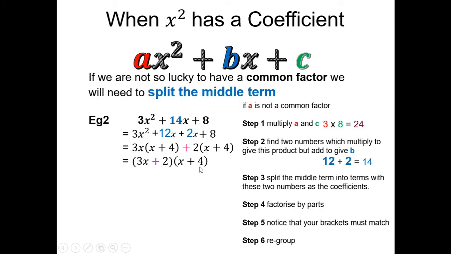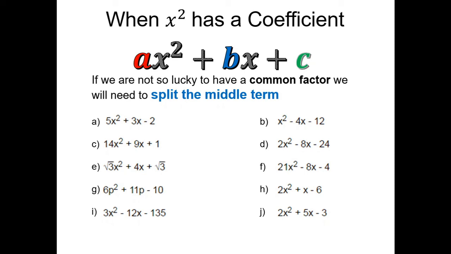So here is my factorized quadratic, and it was a tricky one where I had a number in front of the x squared, and I couldn't factor it out. So that's splitting the middle term. It's probably one of the most difficult types of quadratics that you're going to need to factorize, but you do need to learn these steps. So go back over them if you need to, but if you're ready, here comes an exercise.